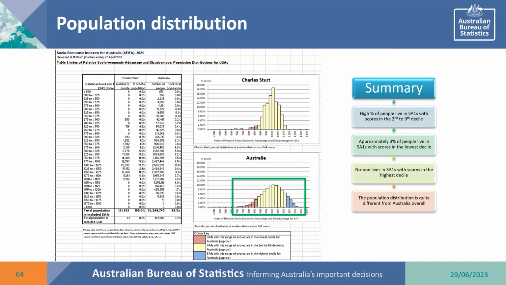While we now know that Charles Sturt LGA is relatively advantaged, we don't know why. The SEIFA data cubes can't tell us that. To find out more, we need to know what indicators are important for ERSAD. We can use this knowledge while looking at census data to see if we can work out why Charles Sturt is relatively advantaged.